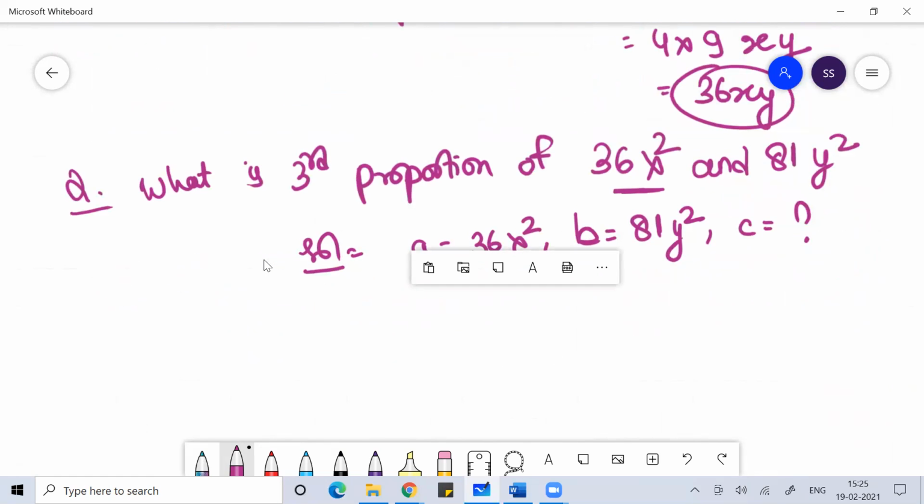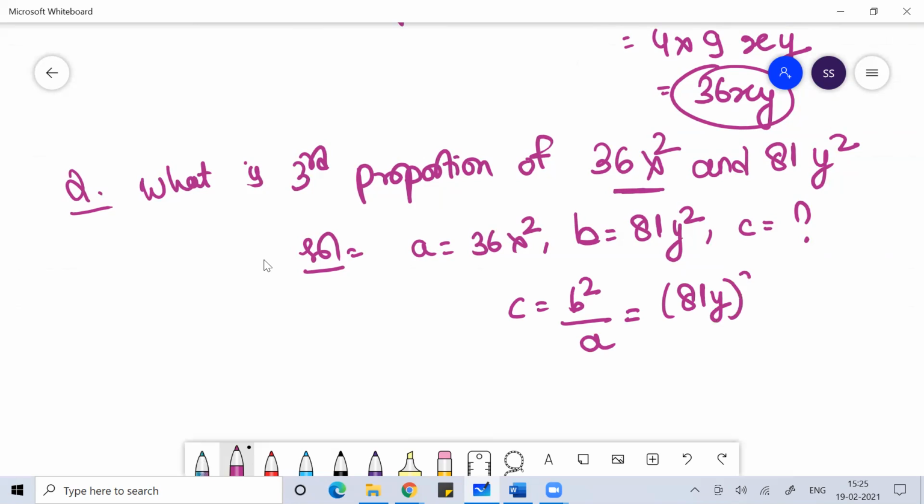Here you need to use the formula C is equal to B square by A. That is 81 y square whole square by 36 x square. So 81 y square whole square is 6561 y to the power 4, by 36 x to the power 2. That will give you your answer.